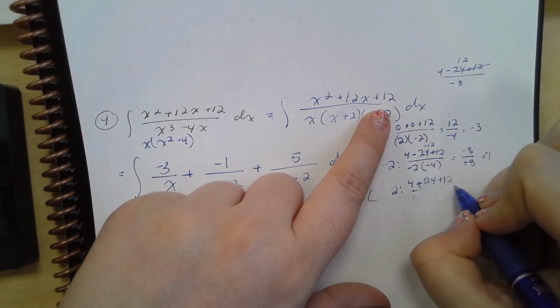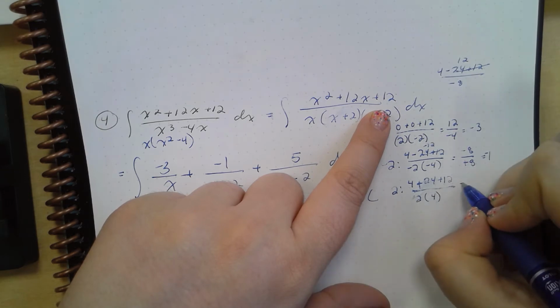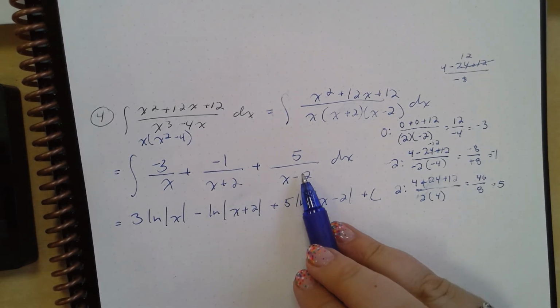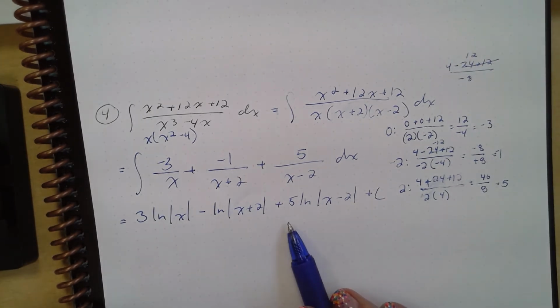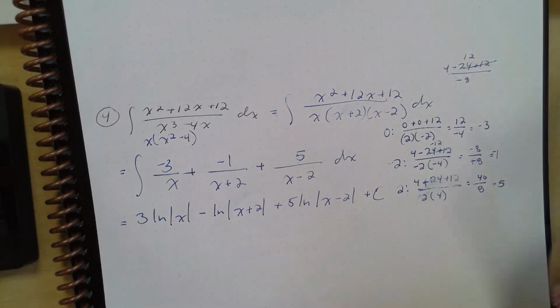Because this is 2 that I'm using here, over 2 times 4. So that's going to be 40 over 8, which is equal to 5. And I put 5 over here. And then I can integrate: 3 ln of x minus ln of x plus 2 plus 5 ln of x minus 2 plus c. That's a c right there.